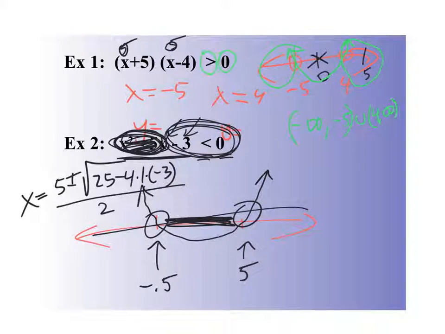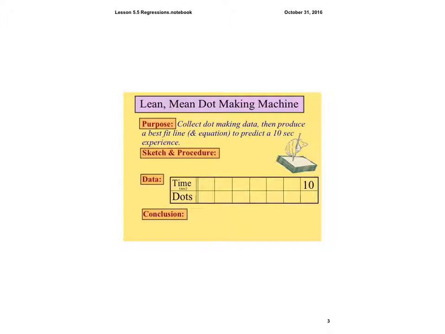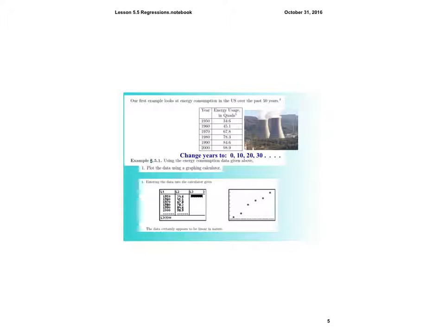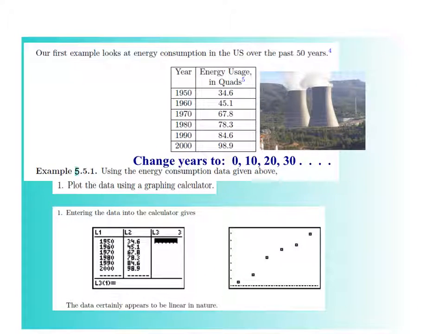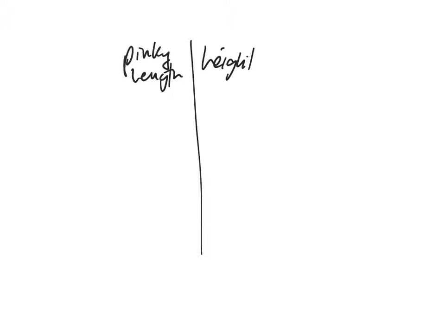Now, let's take a moment, and we're not making dots. You are going to be doing regression kind of like this, except I don't want to take some boring energy numbers from the 1950s. I want to do some data in the classroom here. So we're going to make a little chart like that. Everybody go off to the side, and we're going to do pinky length, and we're going to do height. And we are going to do a correlation of those two: your pinky length versus your height.